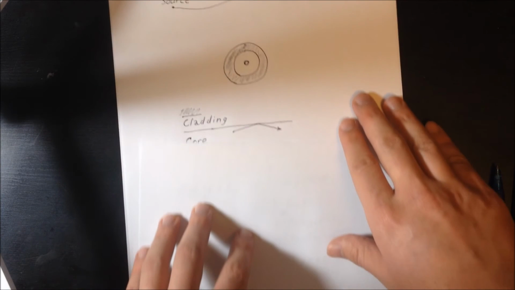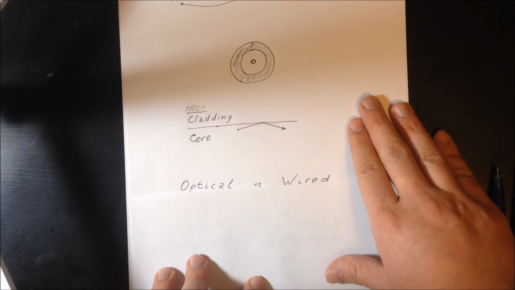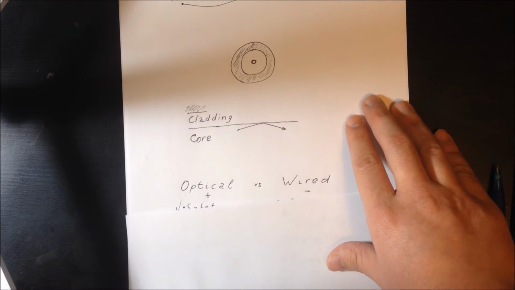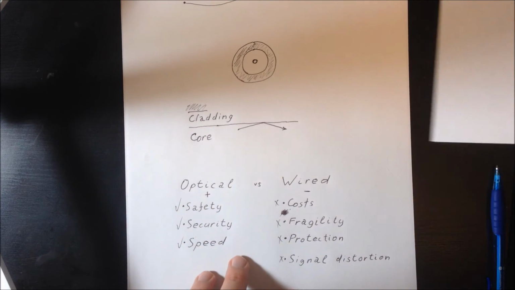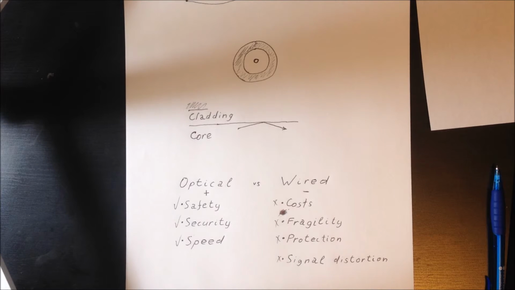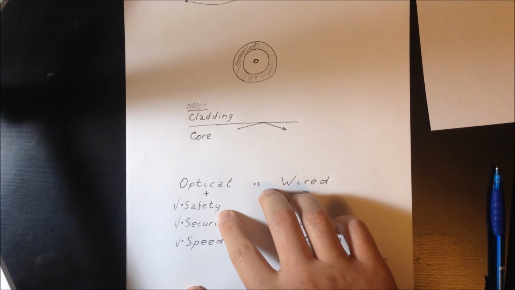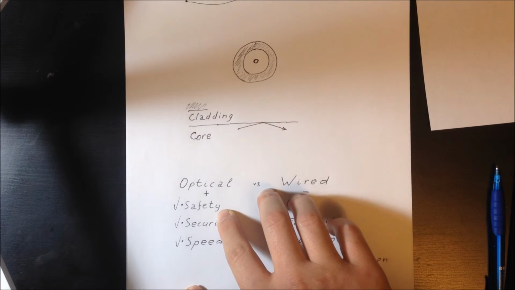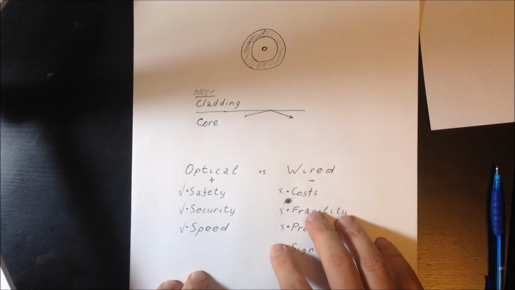Now, optical fibers are expensive to build and install, so why do we bother? Well, they have certain advantages over using the wired transmission lines, which were invented much earlier. As they say, safety is priority number one. Optical fibers do not conduct electricity and do not present any electrical hazard, which can be important in specific scenarios.